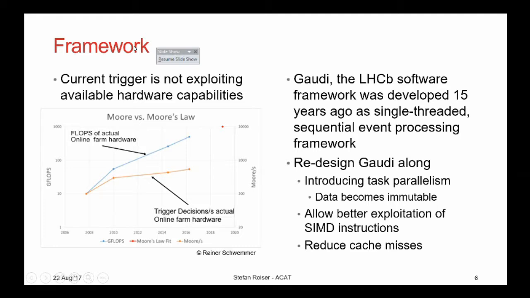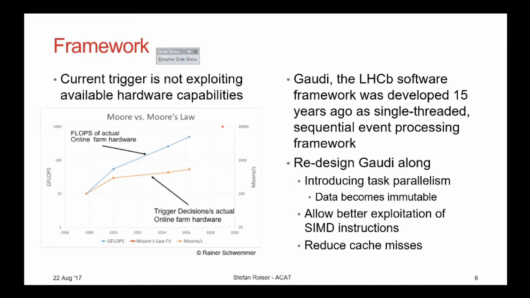So this is a plot that was shown 2 years ago in this kickoff workshop. This is called Moore versus Moore. Moore is our trigger software, so it's against Moore's law. What you can see here is the evolution of the hardware, and these are the trigger decisions that we are able to do in the trigger. As you can see, we are branching off here.